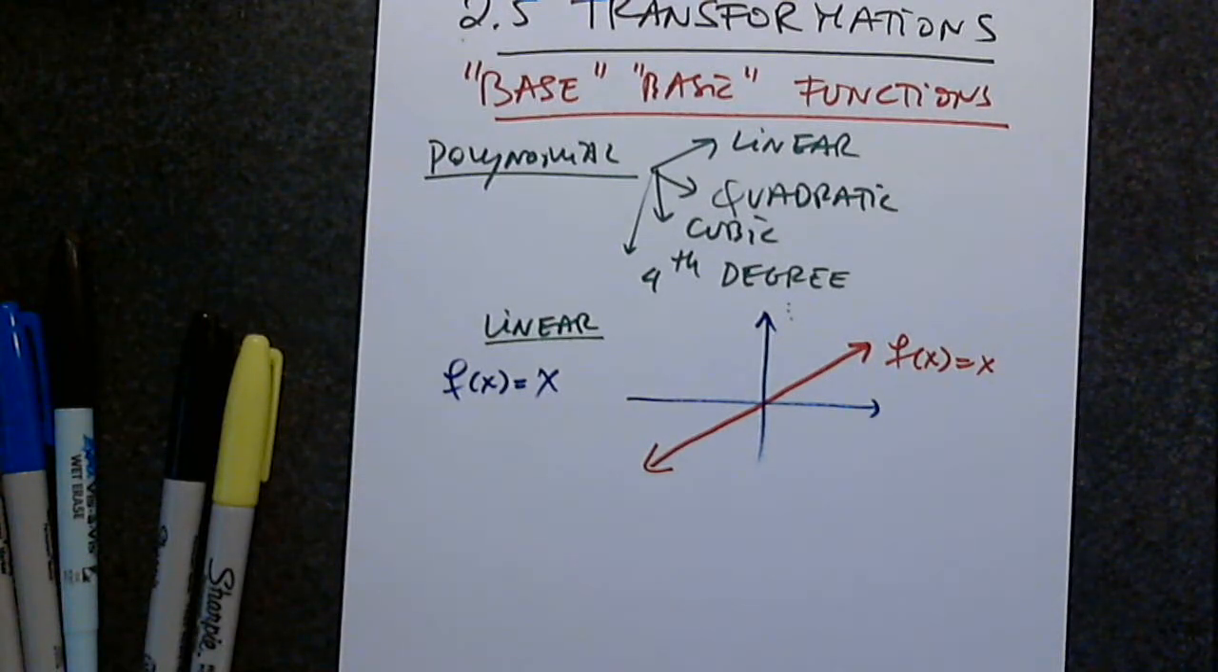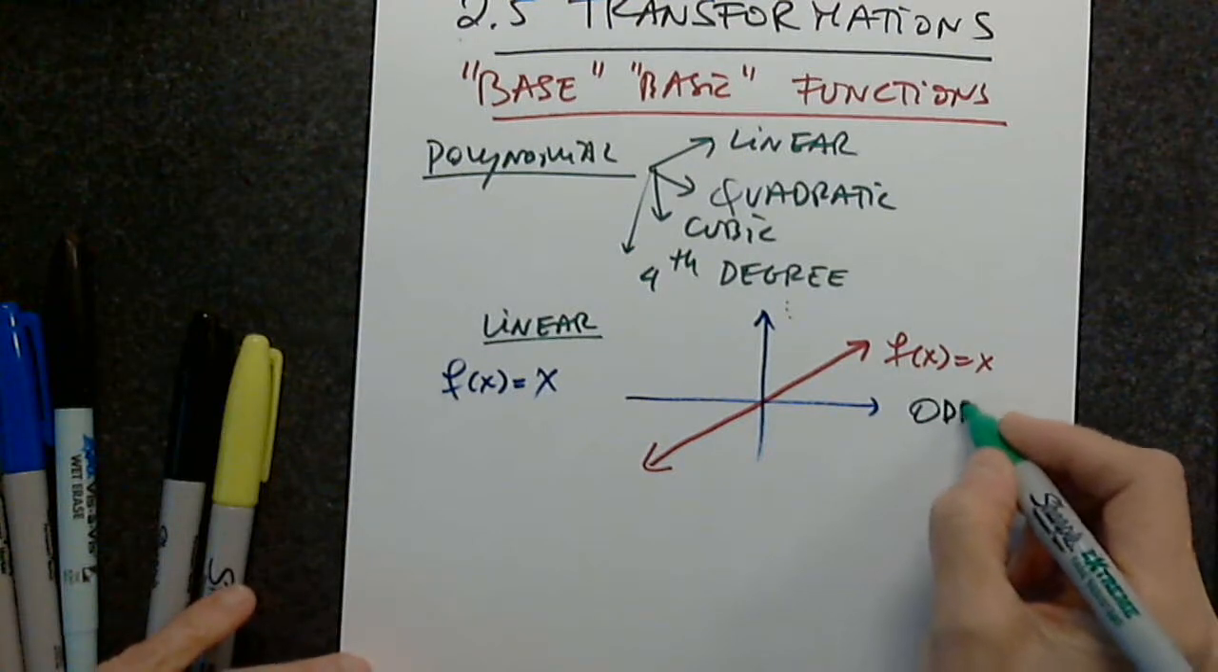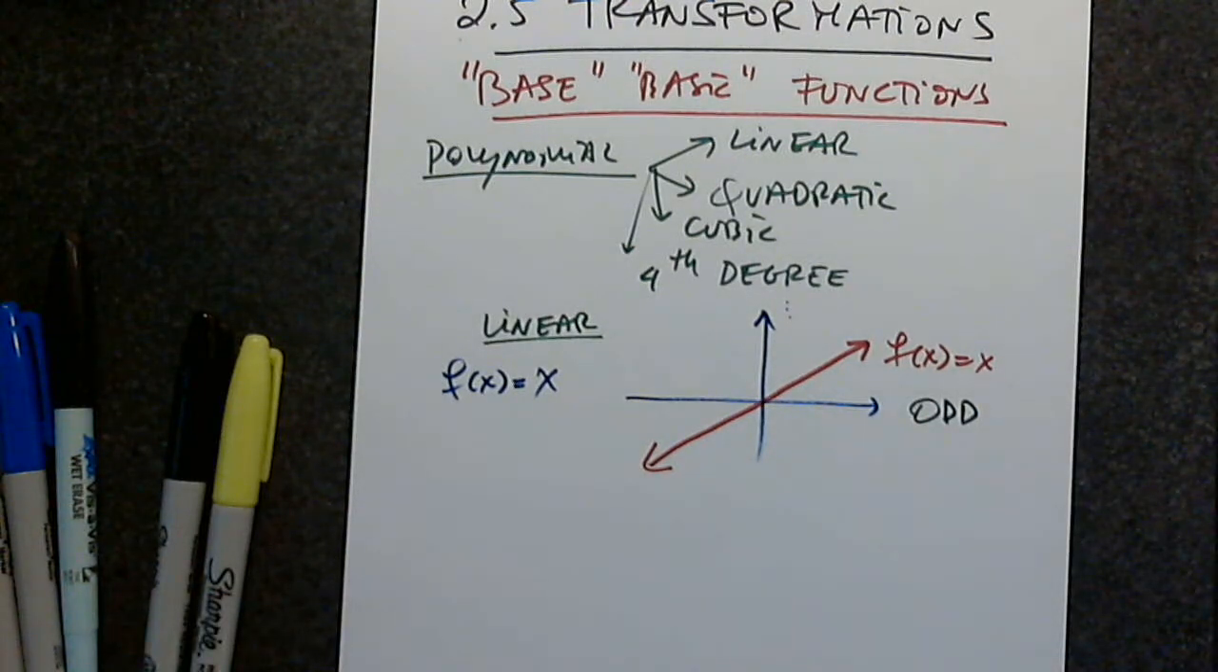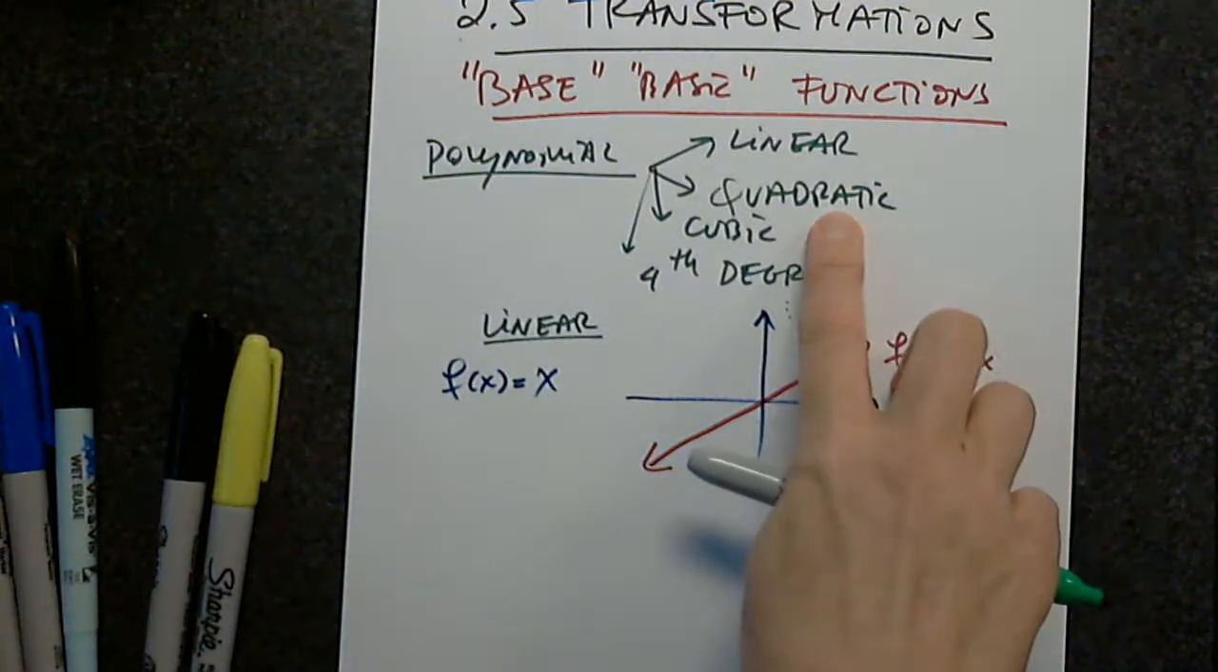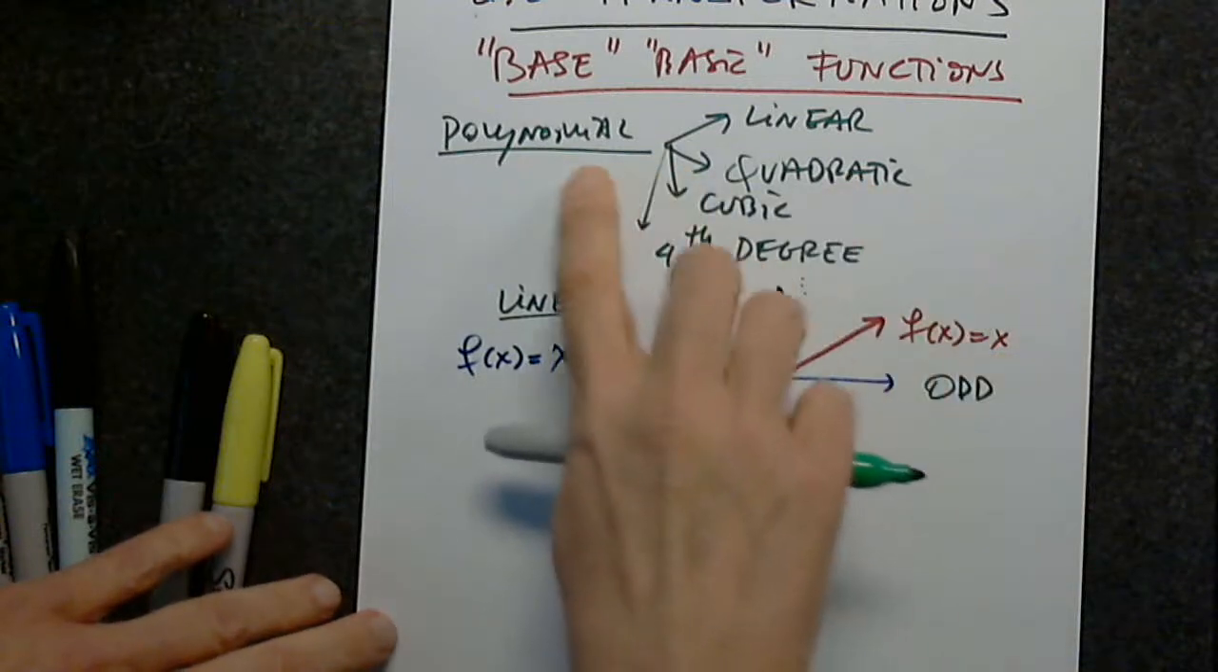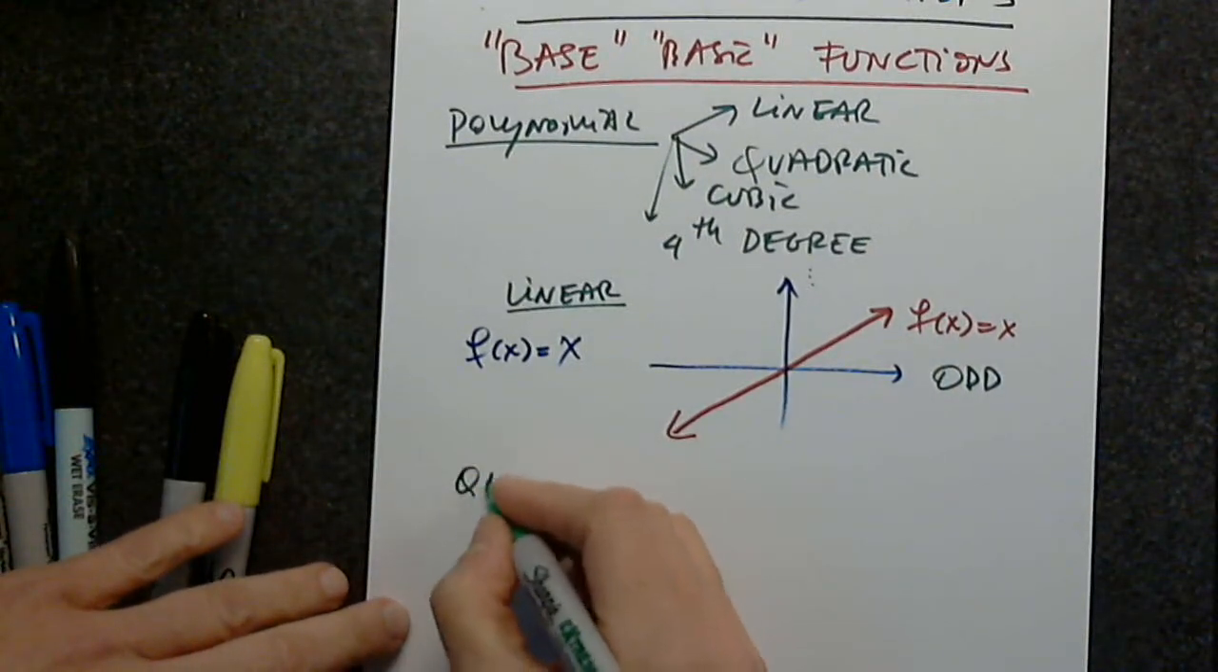If it's even, it has to be symmetric with respect to the y-axis. What I have in the first quadrant, I have to have in the second quadrant. Is that the case? No. So it's odd. It is odd because what I see in the first quadrant, I have a copy in the third. Symmetric with respect to the origin. Very good.